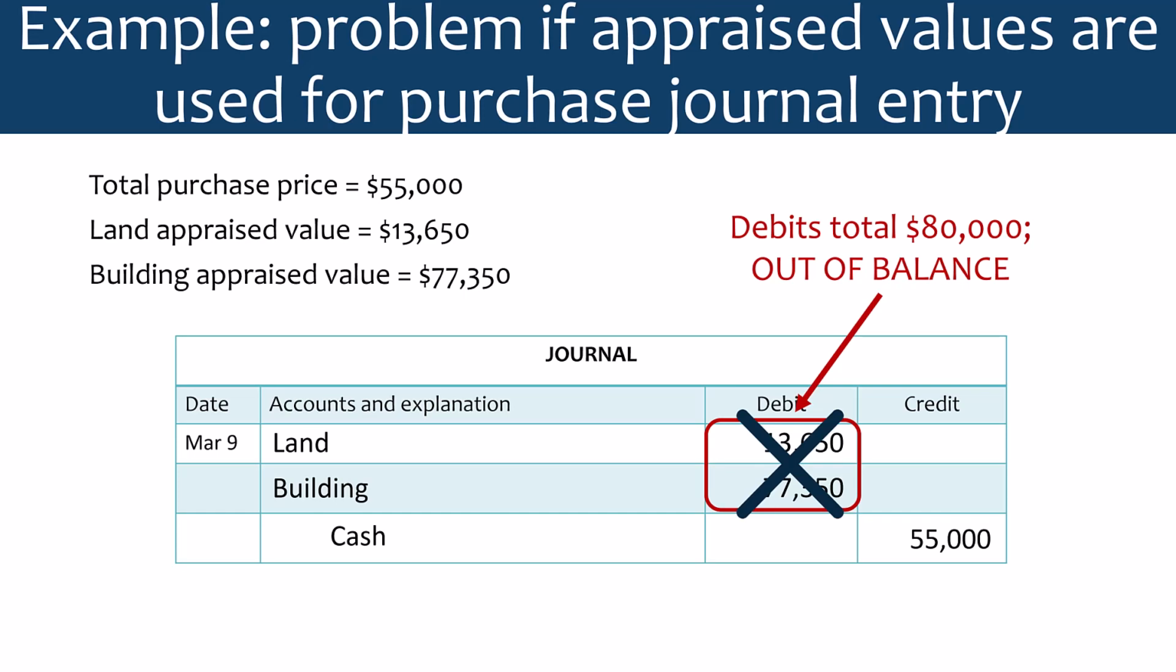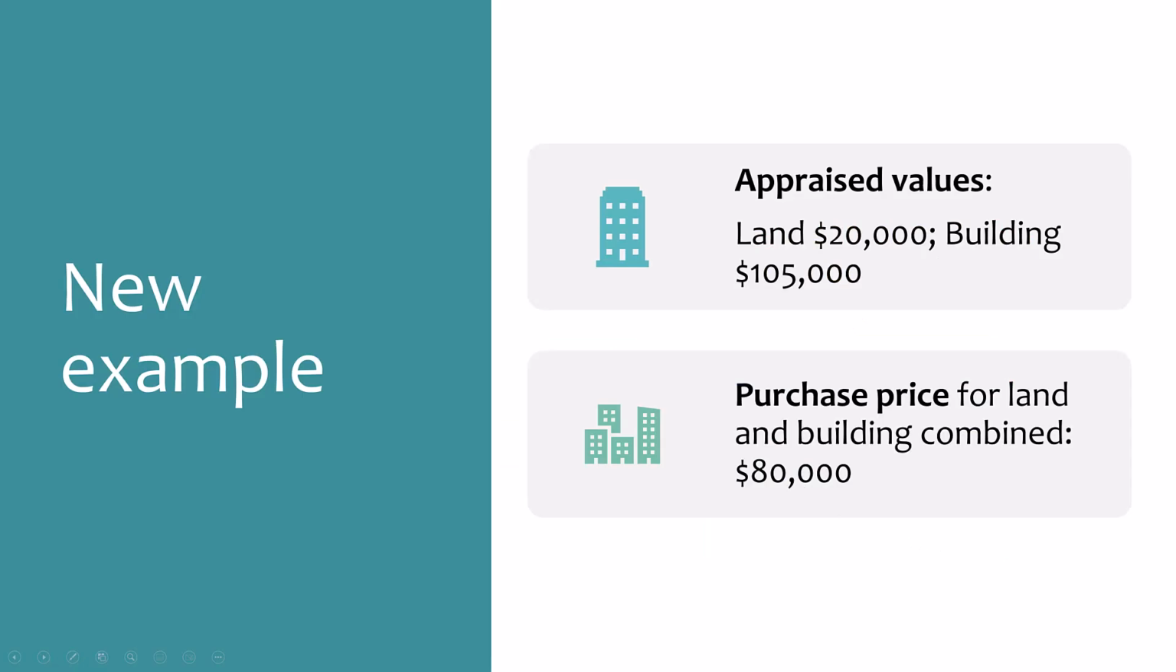So here's the process we're going to use to do this. Let's go through a new example now. So let's say we have land and building. The land appraises for $20,000. The building appraises for $105,000. Along comes a buyer and they purchase the land and the building combined for $80,000.